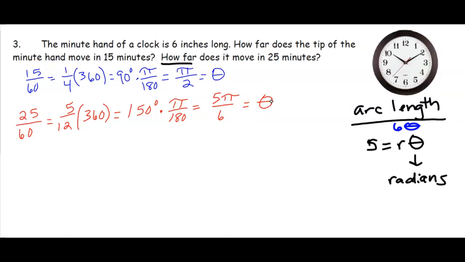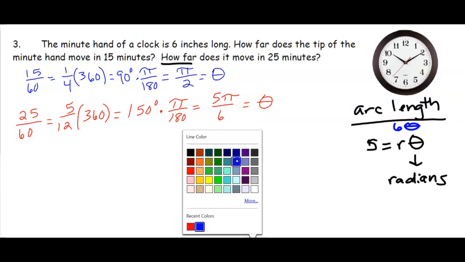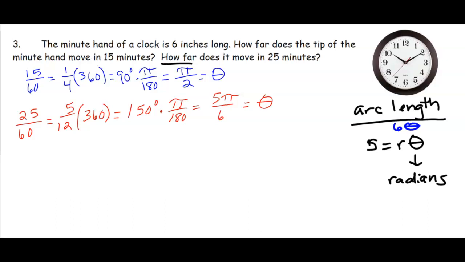So now all you have to do is figure out the arc length. For our 15 minutes, S equals r theta, so it's 6 times pi over 2. So that's 9.42. And then the unit is going to be inches, because that's what the measurement of the hand of the clock was given in.